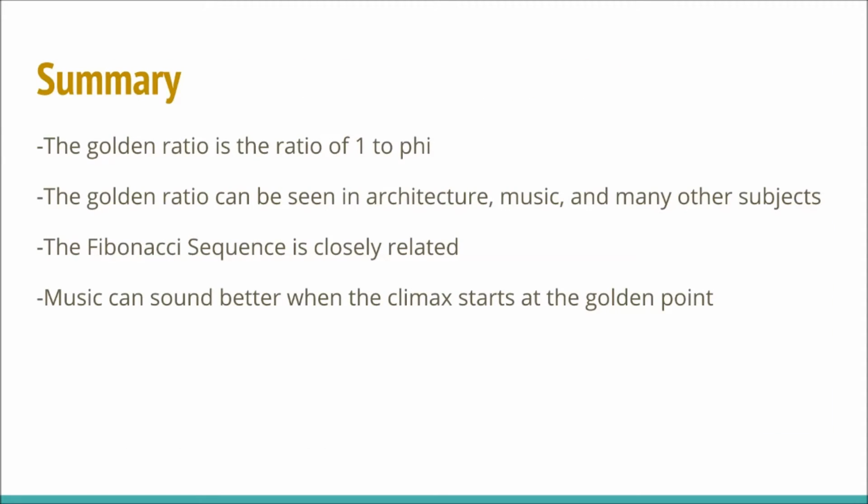So, as a summary of this presentation, the golden ratio is the ratio of 1 to phi. The golden ratio can be seen in architecture, music, and many other subjects. The Fibonacci sequence is closely related to the golden ratio. And music can sound better when the climax starts at the golden point.